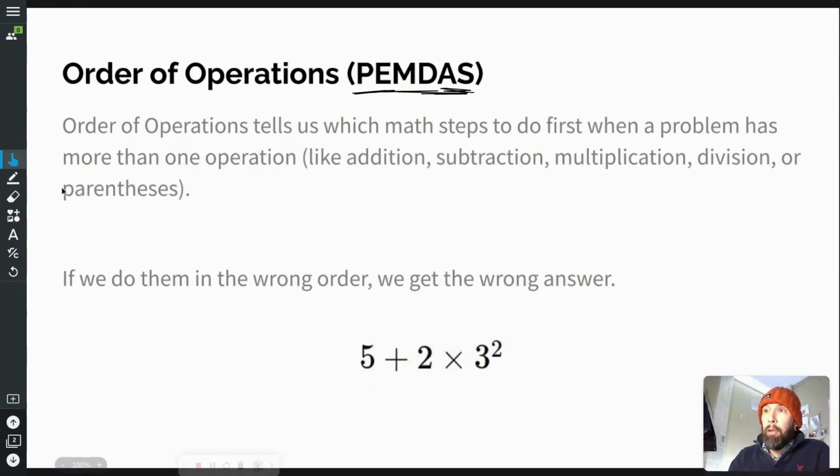Now, what's that order? We'll find out. But if we do them in the wrong order, we'll get the wrong answer. So if you're thinking, let's add these first, they get 7, and then 7 plus, that's going to be 10, and then 10 to the second power is 100. If you think that that's the way to do it, you're wrong.